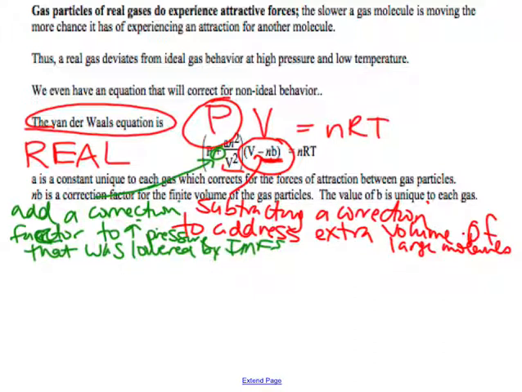how are you going to know whether something's attracted to something or not? It is based on size, not directly on size. It is based on number of electrons. So let me talk about this. Let's say we have helium. How many electrons does helium have?